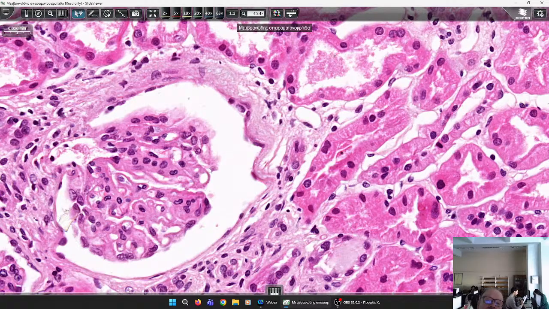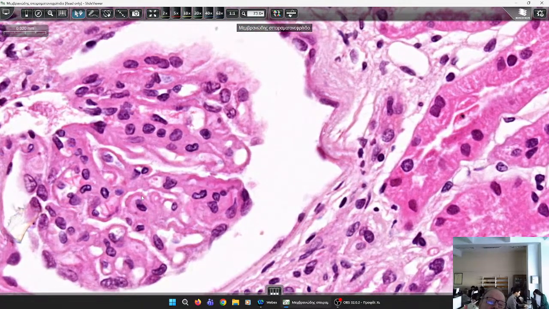All glomeruli have a homogeneous diffuse global thickening of basement membrane due to immune complexes deposition, like here. If we had performed a silver stain, we would have observed the spikes.